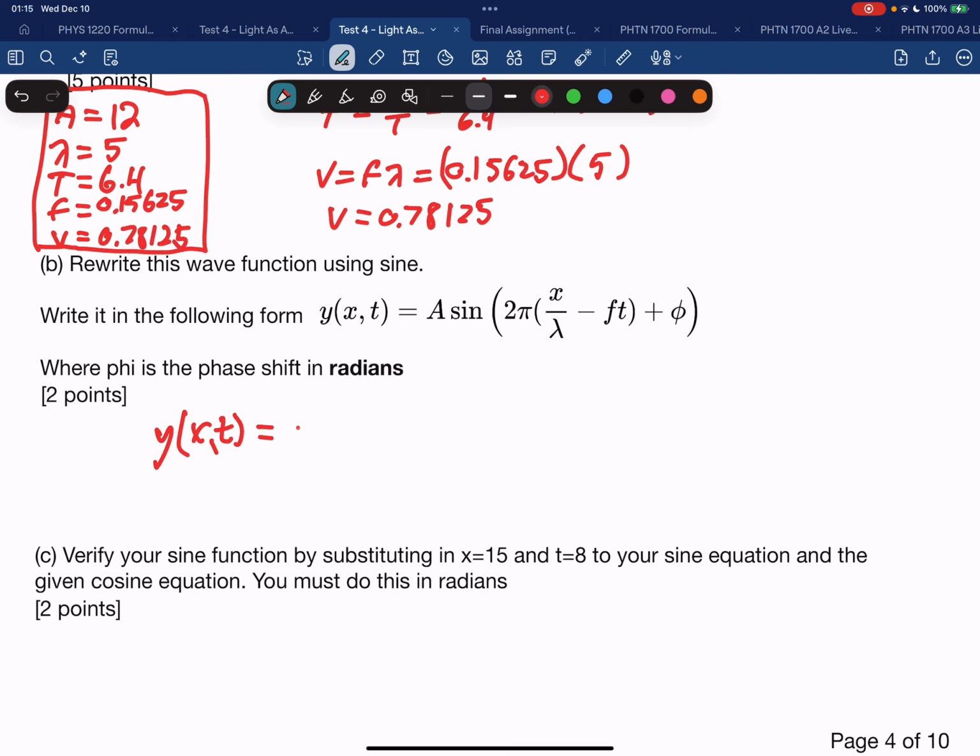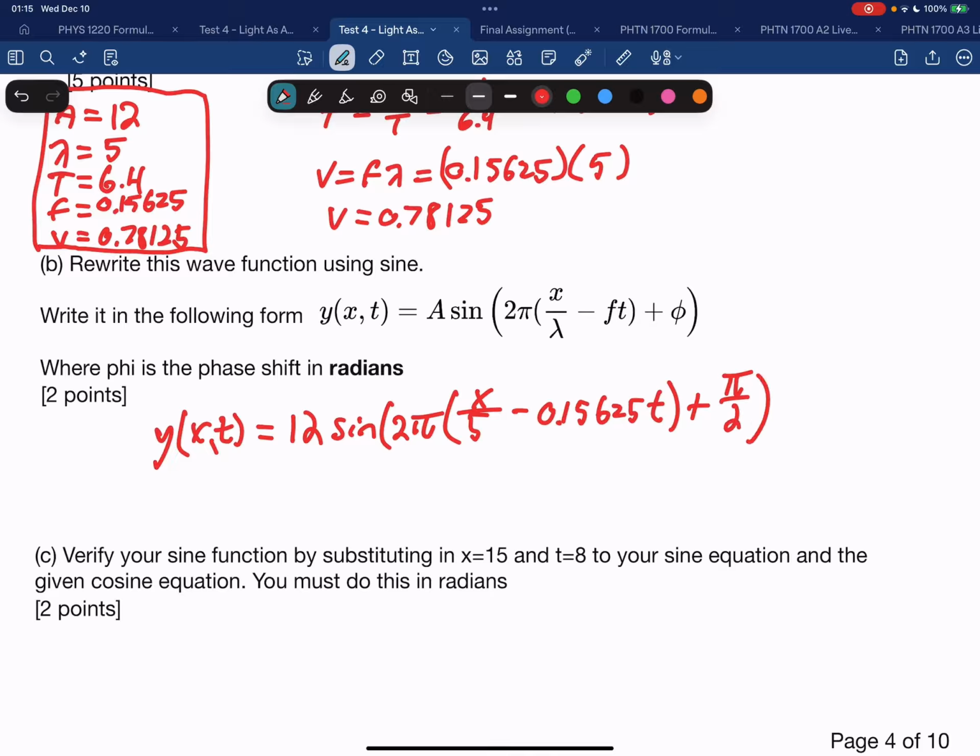So writing everything out, my A for amplitude is still 12. Here we have sine 2 pi x over lambda, my wavelength, which is 5, minus f, which is my frequency, so 0.15625 times t, plus my phase shift, which is pi over 2.